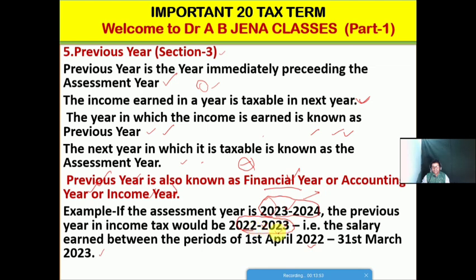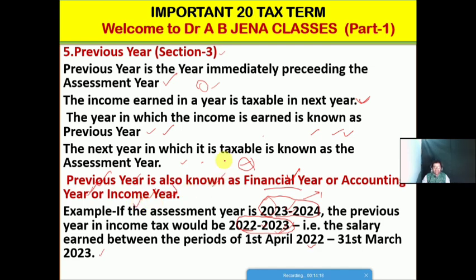Whatever the earnings or income will be taken into consideration, and you will pay the tax. So here the assessment year is 2023-24 and the previous year will be 2022-23. The previous year we can call the financial year, the accounting year, or the income year.